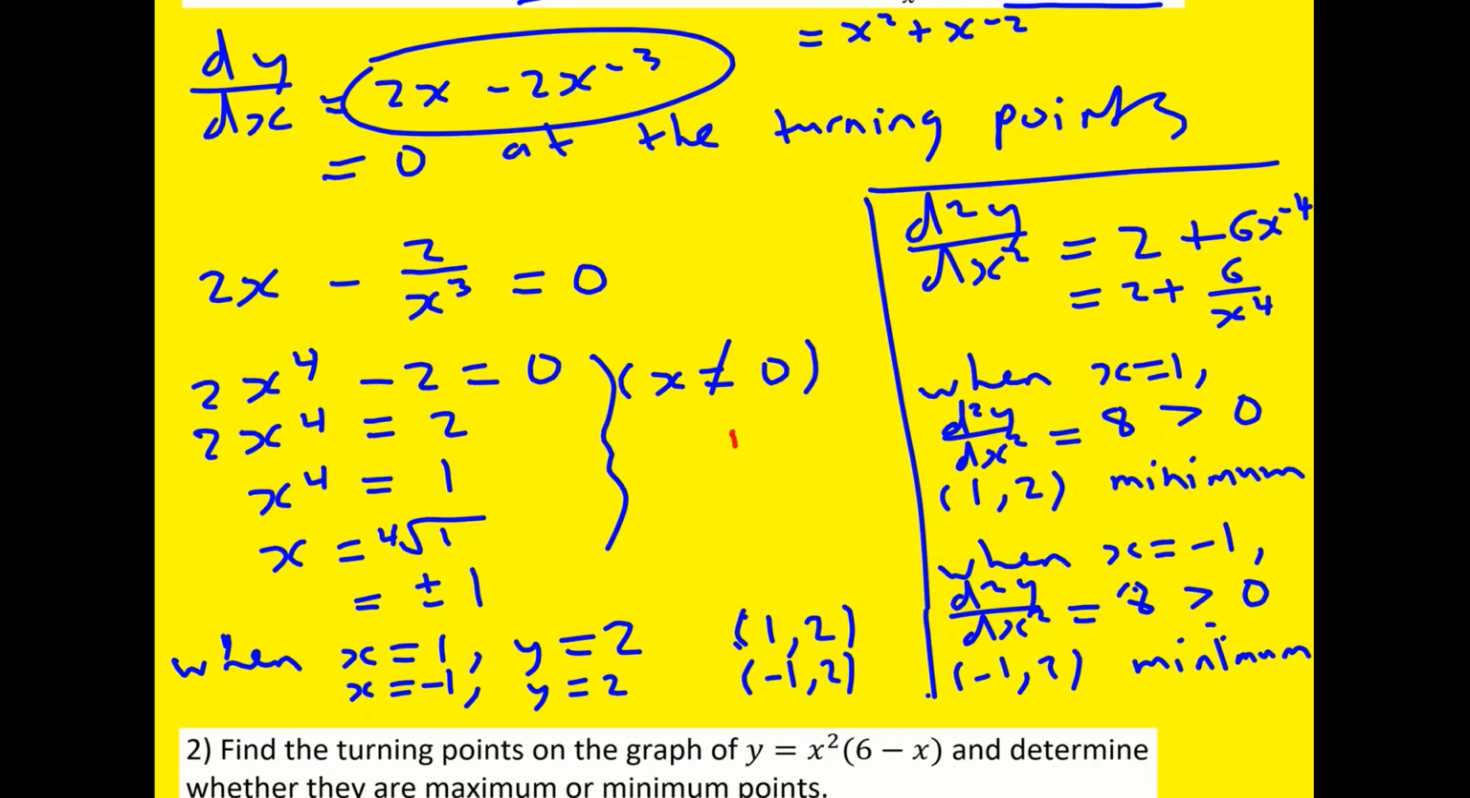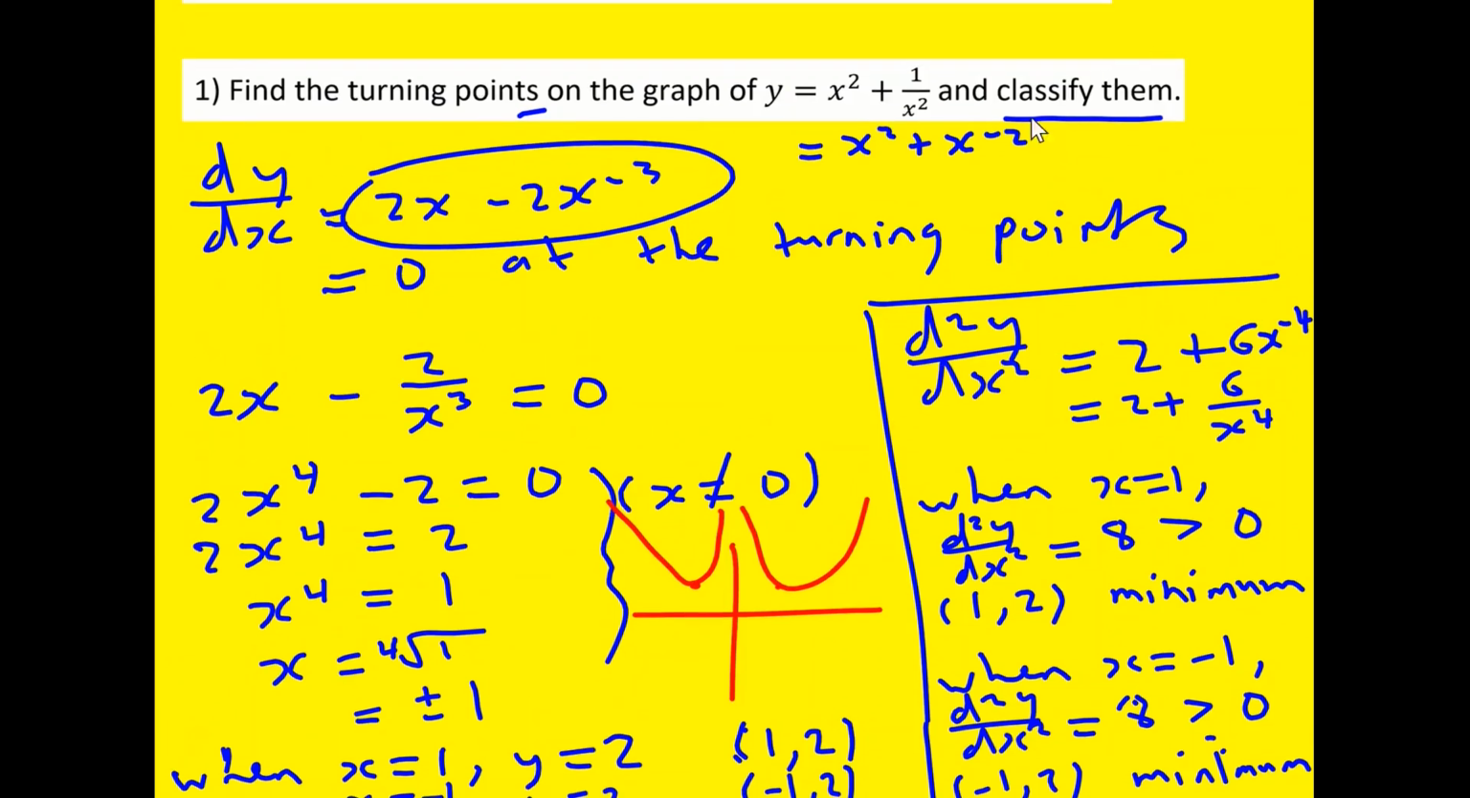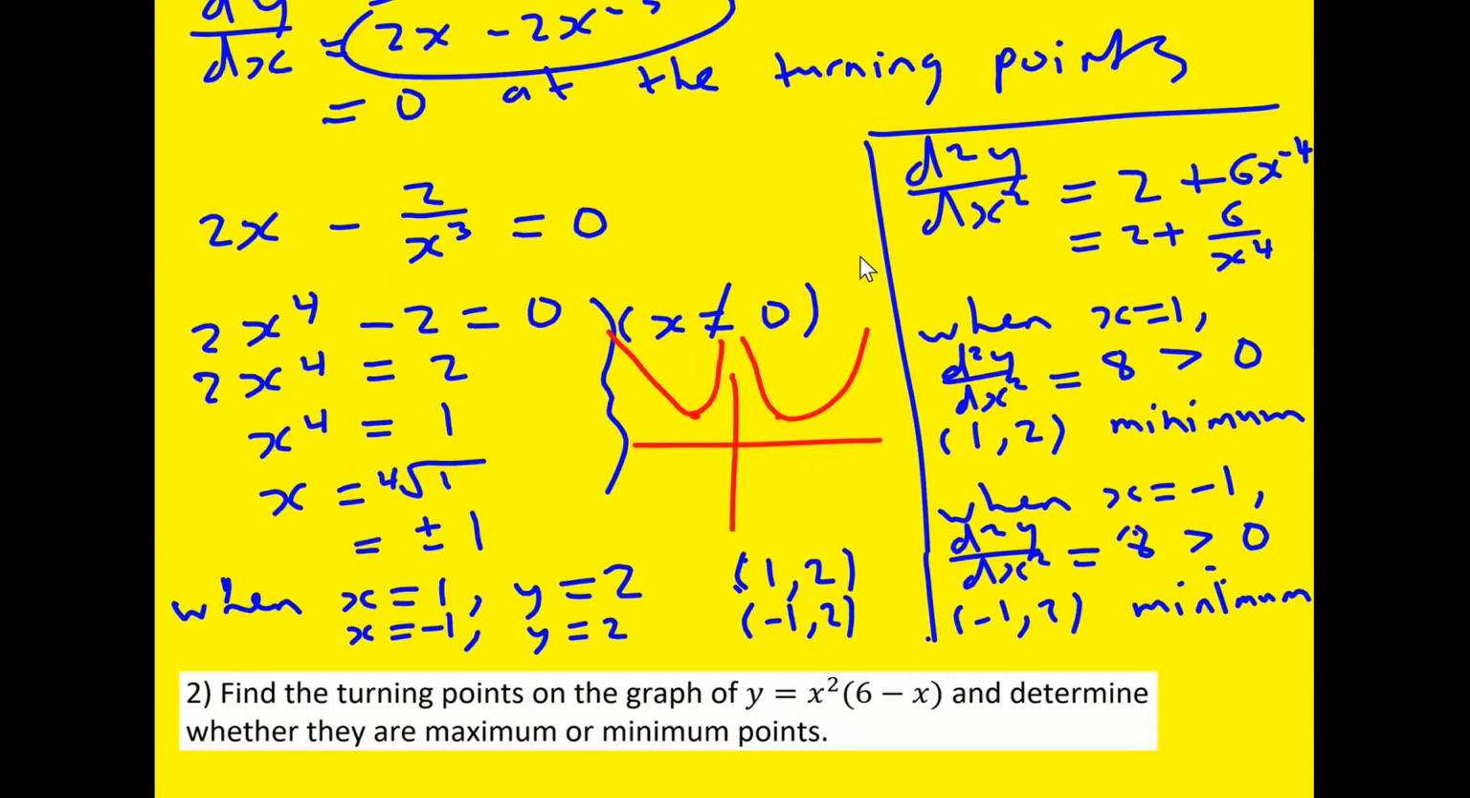The curve, in fact, I'm sure you're wondering what it looks like. Well, we've found out that it goes through these points, 1, 2, and minus 1, 2. And actually, it looks like this. There's an asymptote here, and then it comes up like that. It's an asymptote here, and it comes up like that. So it's a sort of weird W sort of curve. It can't ever actually be negative. There we go. There's our first example on classifying stationary points.